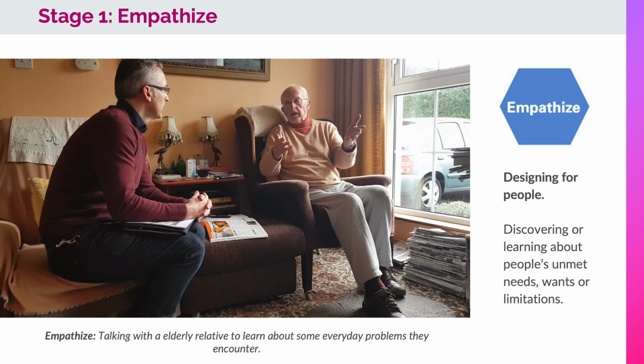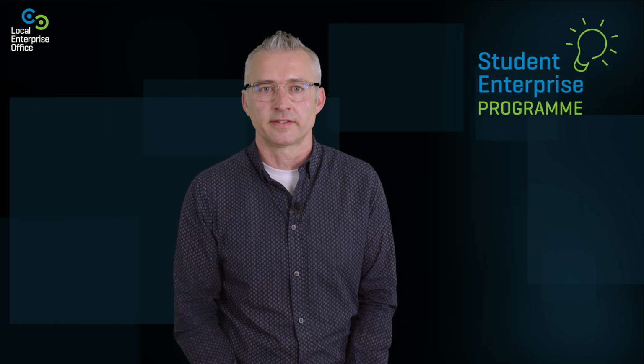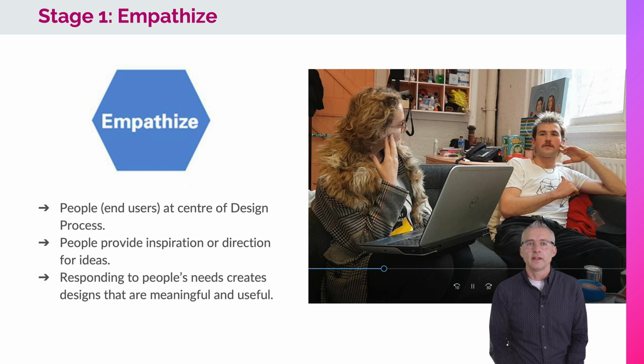A good approach at this stage is to choose people you know or have easy access to, family, friends, or classmates. This empathize stage places people or end users at the center of the design process. This way of designing is often referred to as human or user-centered design. People often provide the inspiration or direction for ideas. Responding to people's needs allows you to create designs that are meaningful and useful to them.